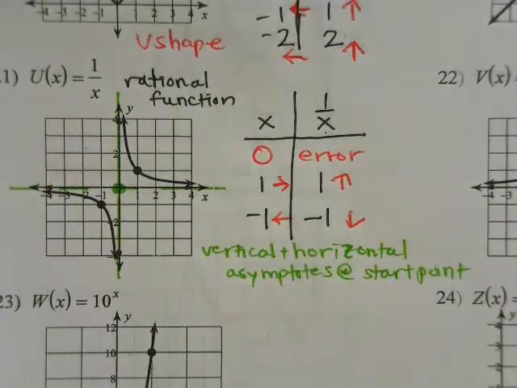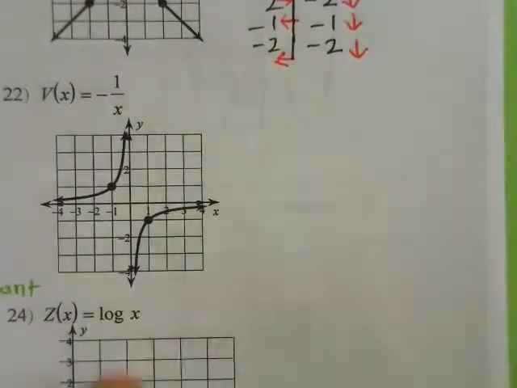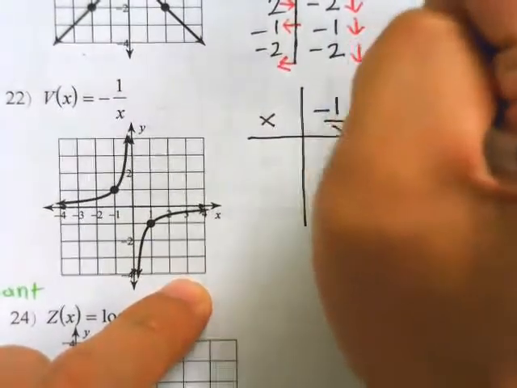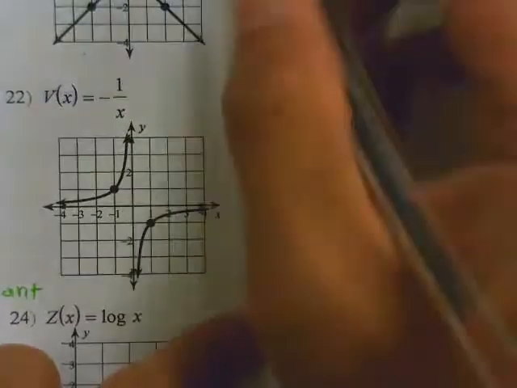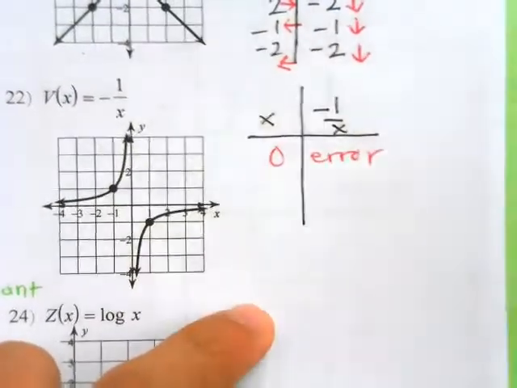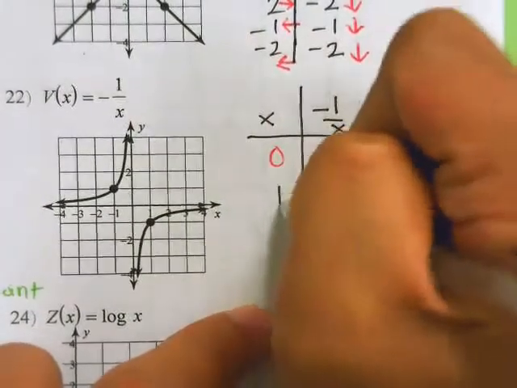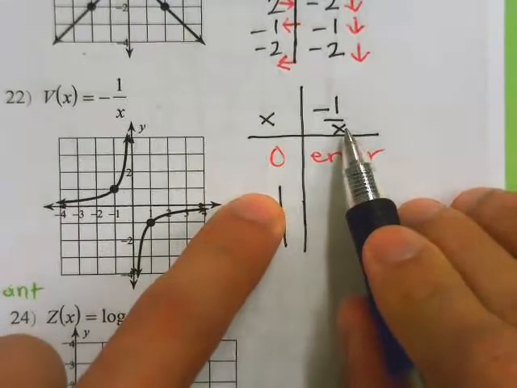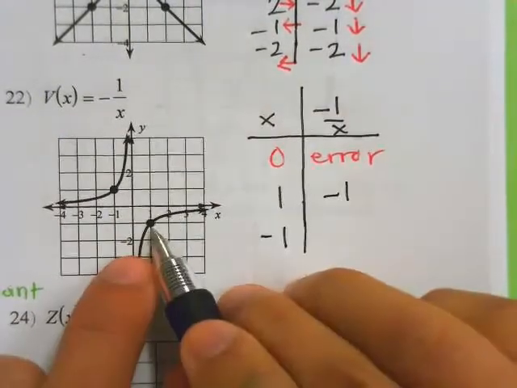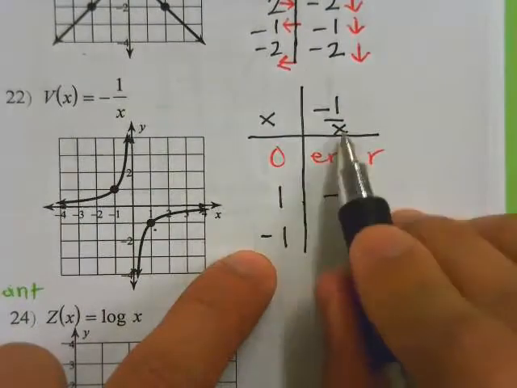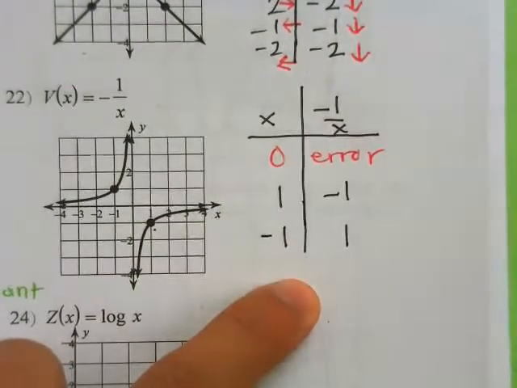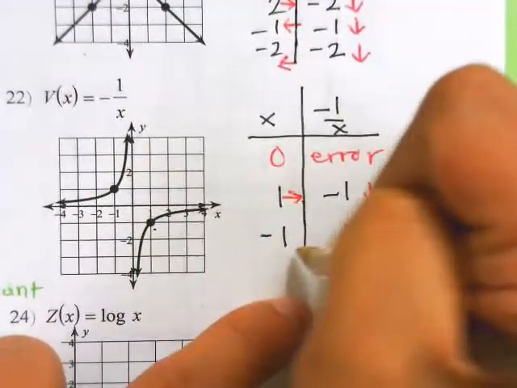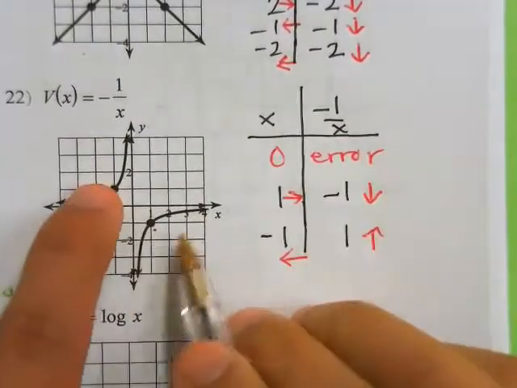Because when we do number 22, -1 over x, if we were to plug these in, if we do 0, it's going to be an error again because we're dividing by 0. But if we plug in the numbers 1 and -1, if we plug in 1, -1 divided by 1 will be -1, which is this dot over here. And if we plug in -1, then this will turn into positive. Okay, so we're going to go 1 to the right, 1 down, 1 to the left, 1 up.